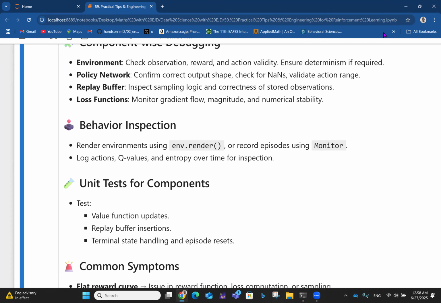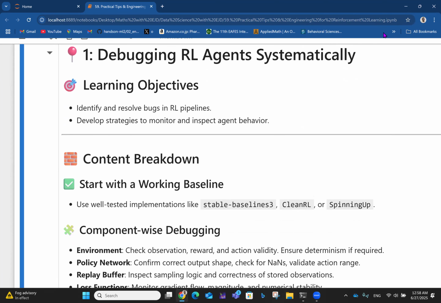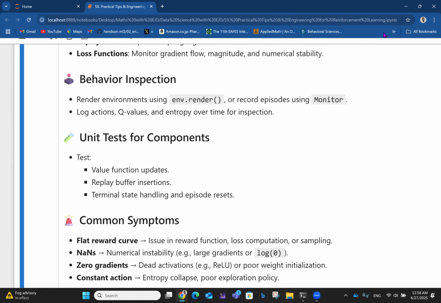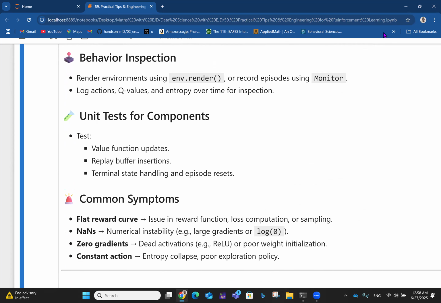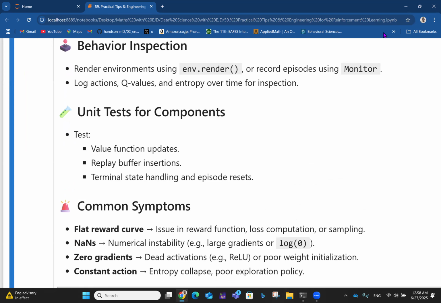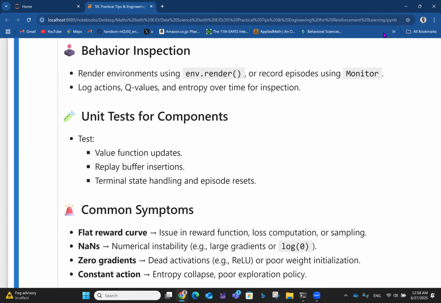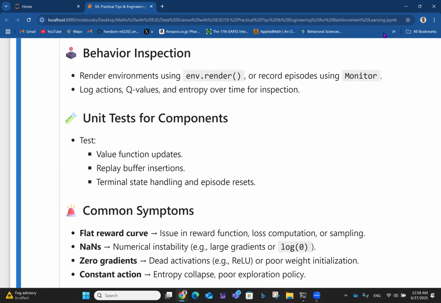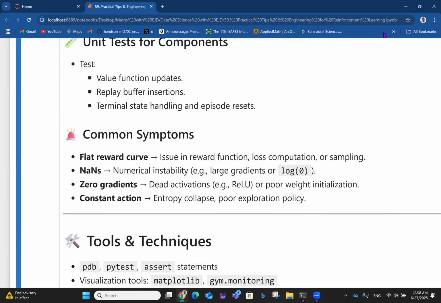There can also be behavior inspection. Don't forget, we are talking about debugging reinforcement learning agents systematically. So there can be behavior inspection where we render environments using env.render or record episodes using Monitor. Then you can log actions, Q values, and entropy over time for inspection. Then you can have unit tests for components. So you can have different tests like value function updates, replay buffer insertions, terminal state handling, and episode resets.